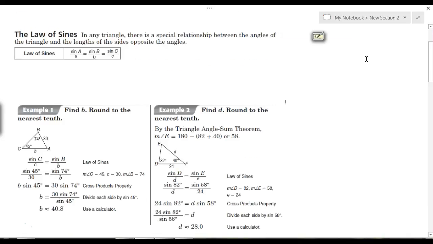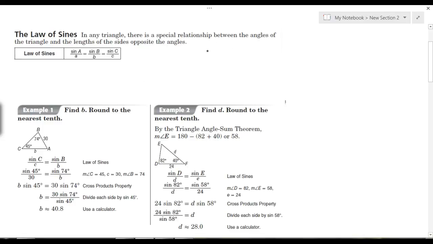The law of sines states that the sine of an angle over the side opposite that angle is equal to the sine of another angle in the same triangle over the side opposite that, which is also equal to the third side over the sine of the third angle.